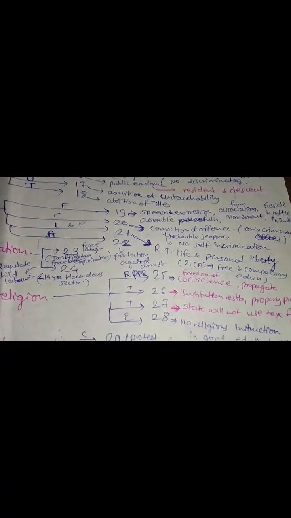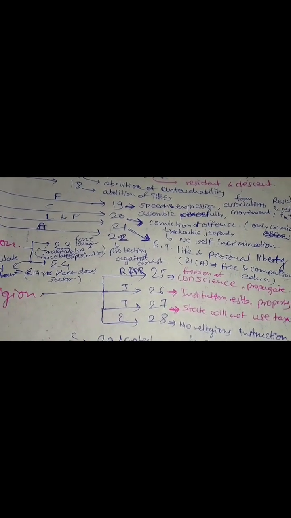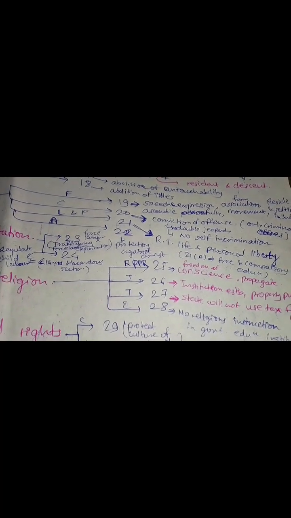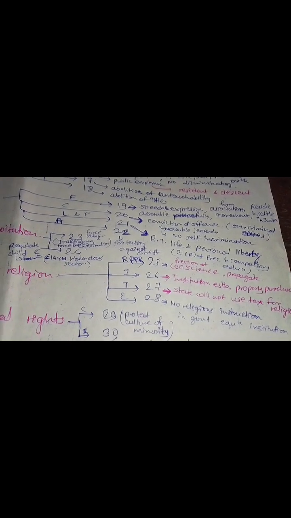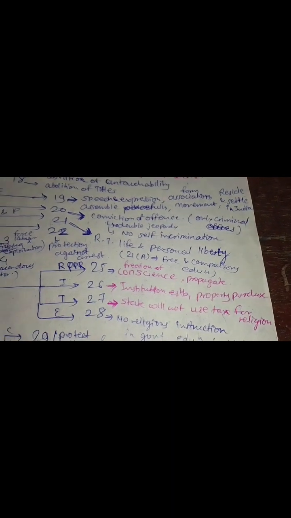Then Article 21. Article 21 is the most important article, which gives us the right to life and personal liberty. This also includes the right to personal dignity, and the right to live with dignity. Then Article 22 talks about protection against arrest. Everyone has this right to protection against arrest. We cannot be arrested without knowing the grounds of arrest. And Article 21A is there, which is about free and compulsory education.